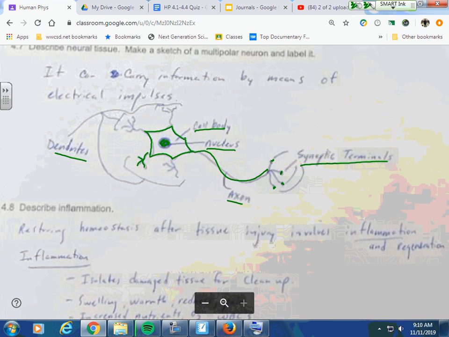On 4.8, talking about inflammation, it's actually tissue injury. You should be able to tell me the two main parts are inflammation and regeneration. Okay, so the two main parts are inflammation and regeneration. Inflammation is all the cleanup and preparing for regeneration, basically. It's going to isolate the spot of the damaged tissue.